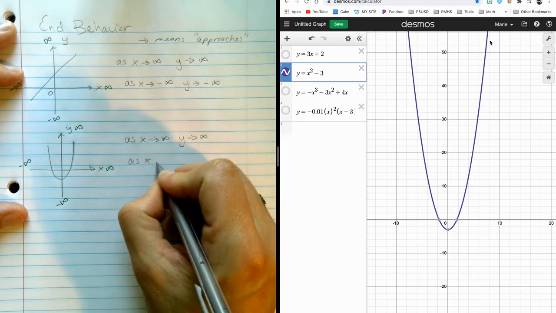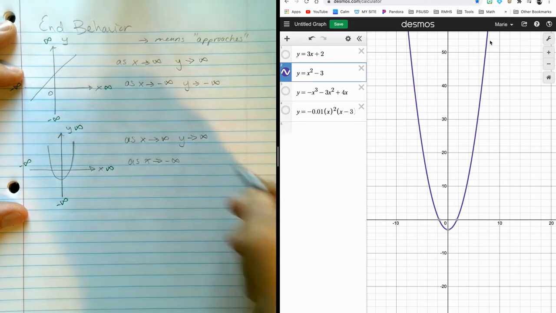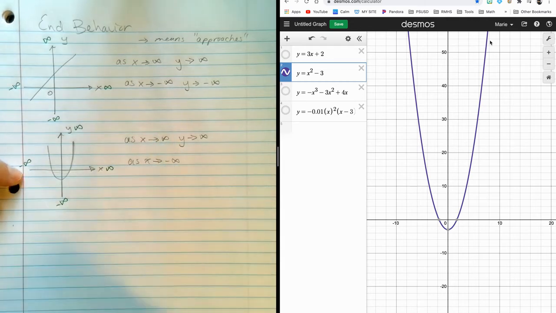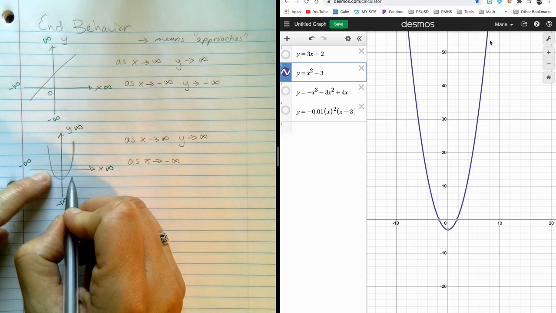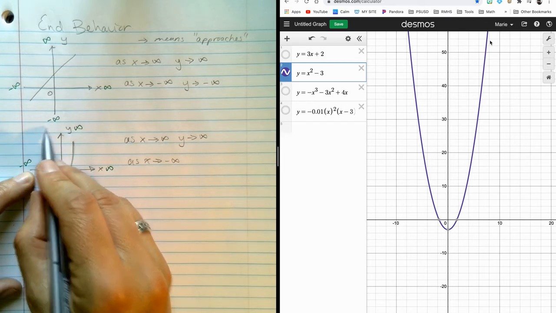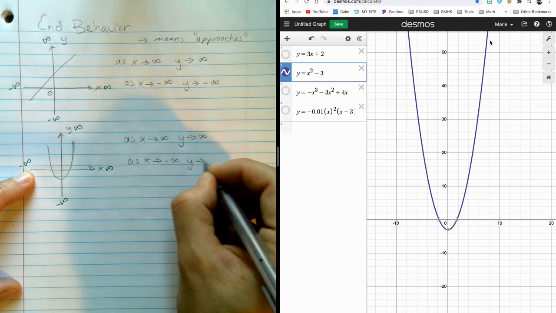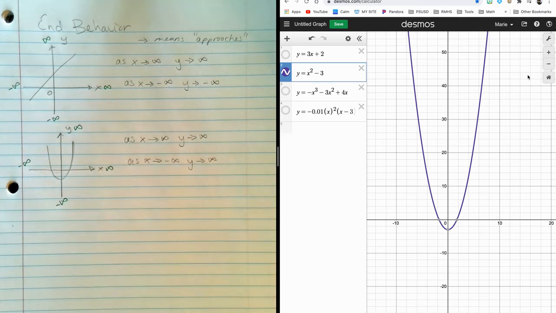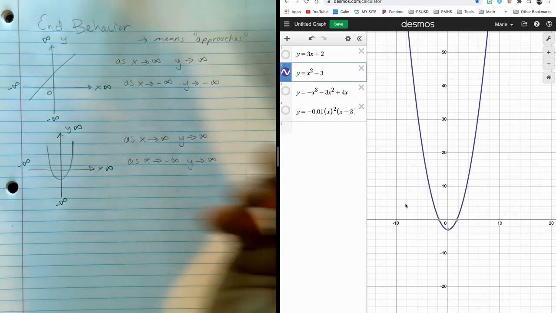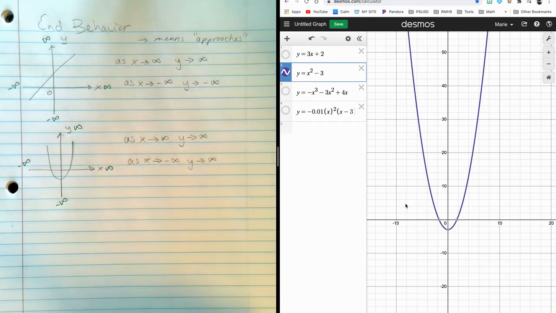What about as x approaches negative infinity? Now we're going to go on the negative side. So let's look at the graph. As my x values go to negative infinity, what is my graph doing? It's also pointing to the positive infinity side. The y values are doing that. And we can check that on Desmos here. We can see that as my x's become more and more negative, my y's are still continuing to increase. So in this example, the end behavior is the same. In the first example, the end behavior is opposite.